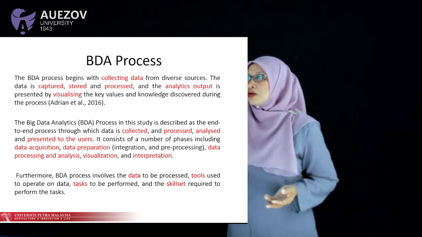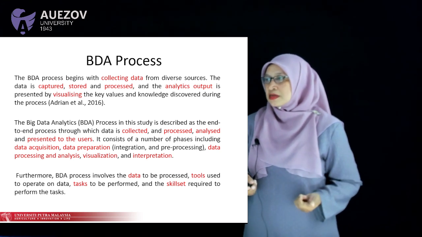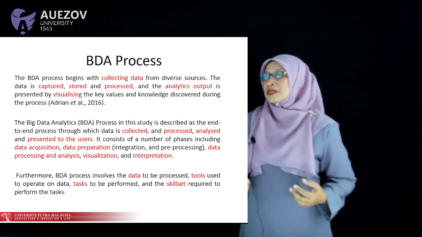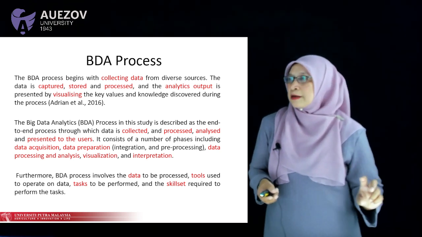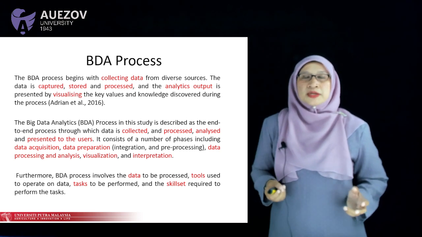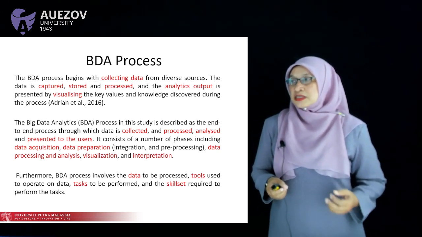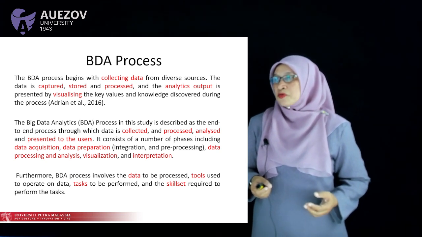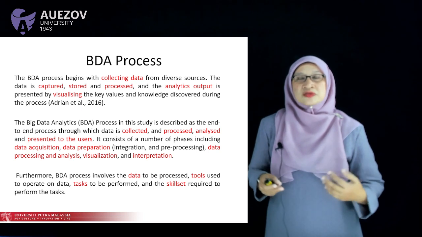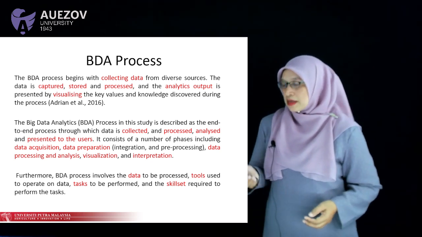There are a number of phases, including data acquisition, data preparation, which is integration and pre-processing, data processing and analysis, visualization and interpretation. So the big data analytic process itself contributes other related sub-processes. It involves data processes and tools used to operate on data. When we talk about big data, it's beyond human capability to process the data, so we need the tools. These tools are used to operate and perform, and also to visualize, because we are not looking at the raw data. We try to summarize it and come up with answers or other related analysis in the visualization.